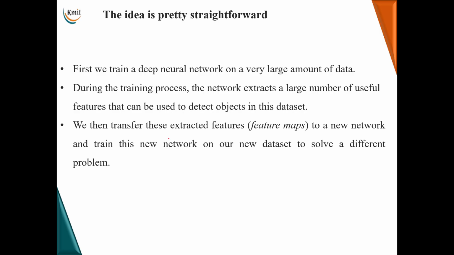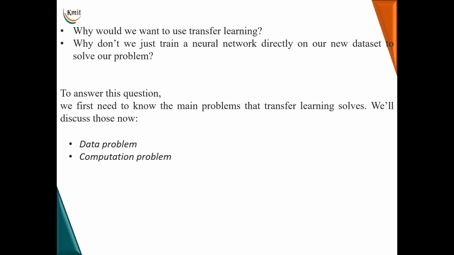The idea of transfer learning is straightforward. First, we train a deep neural network on a very large amount of data. During the training process, the network extracts a large number of useful features that can be used to detect objects in this dataset. We then transfer these extracted features, also called feature maps, to a new network and train this new network on our new dataset to solve a different problem. This is what transfer learning generally is.